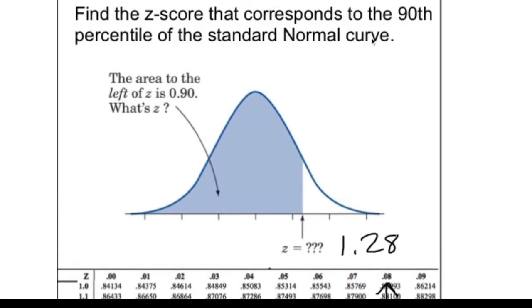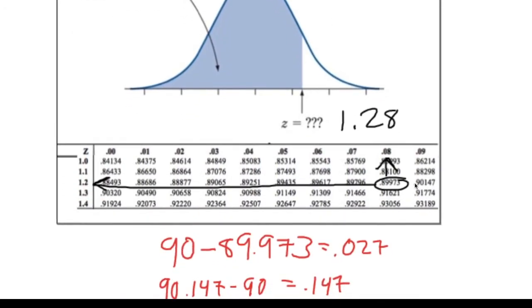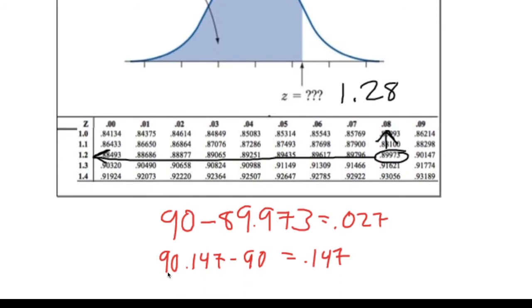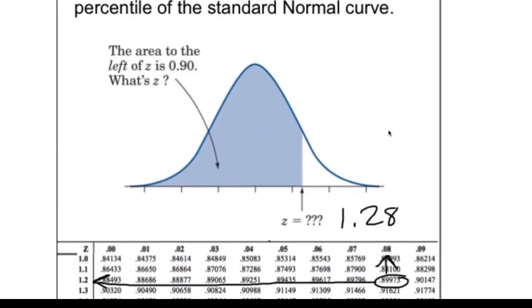And so anytime it gives you the percentile, then you're working backwards in the table. You're going to have to dig through that table, and there's always going to be two numbers to pick between, and then you have to figure out from there which number is actually closer to find the z-score.